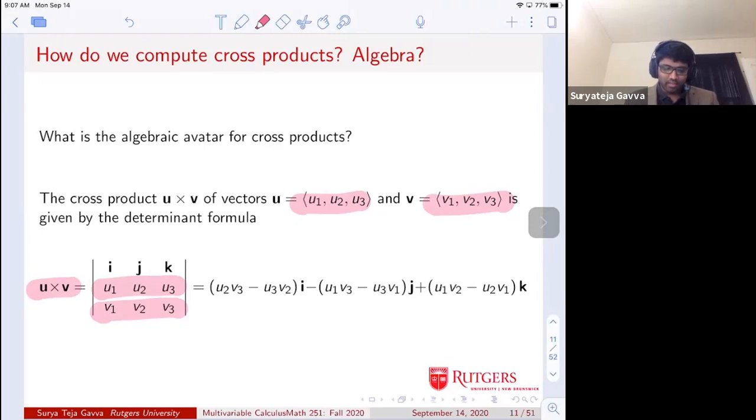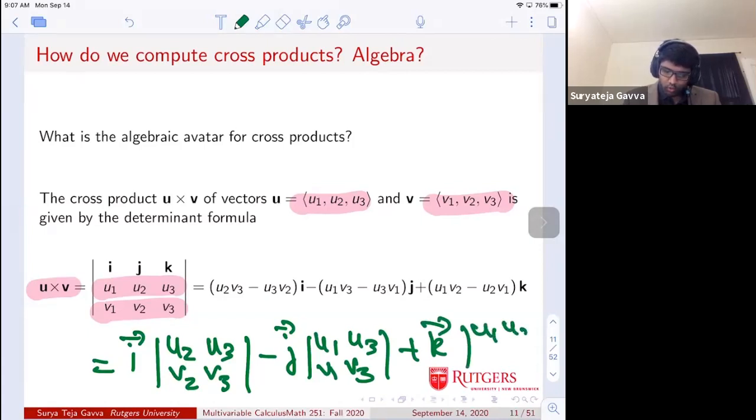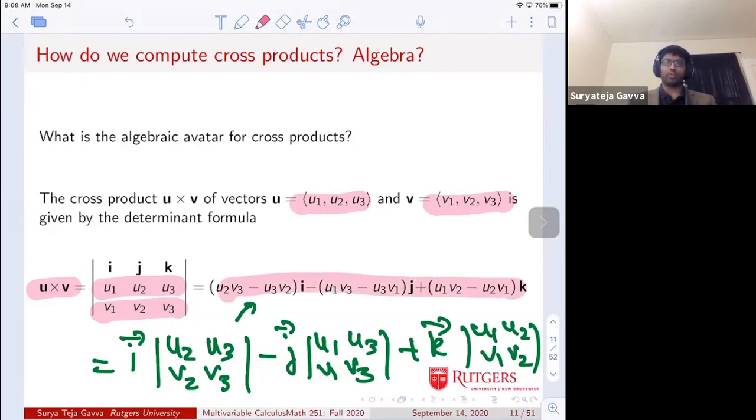So I times the first determinant, which is U2, U3, V2, V3, minus J times U1, U3, V1, V3, plus K times U1, U2, V1, V2. So that's what you get if I apply the definition of determinant, and if I compute these 2 by 2 determinants and write down the formula, you'll get this, which is the cross product.